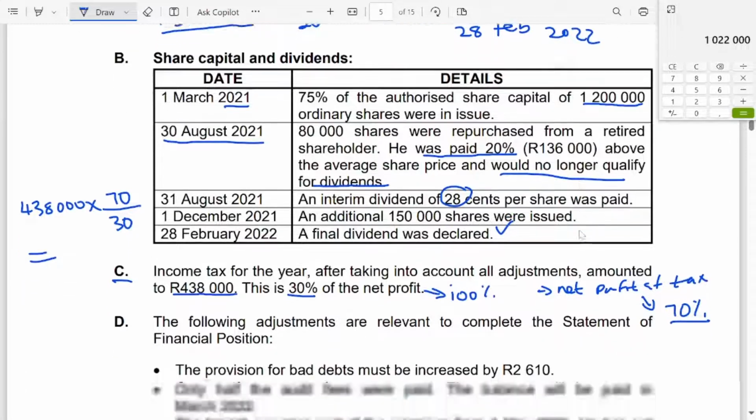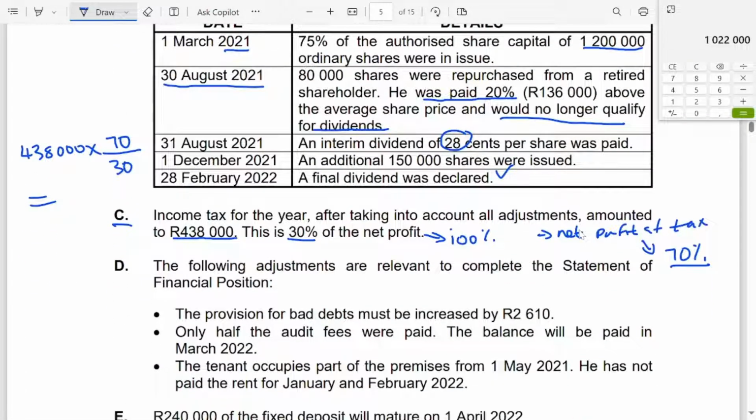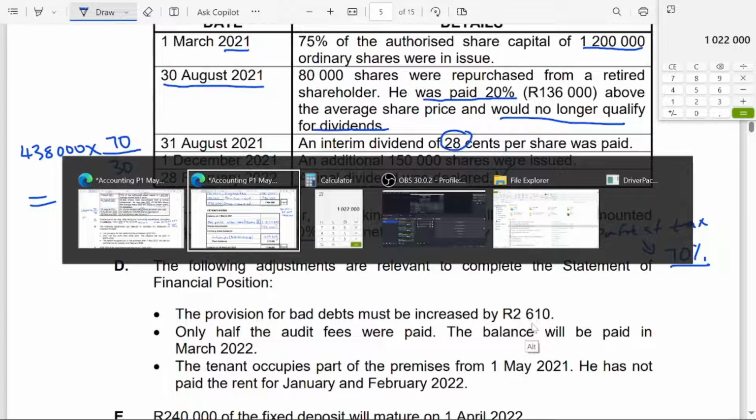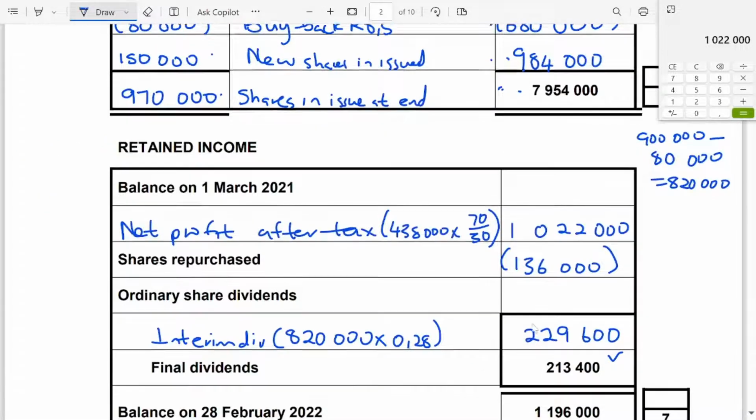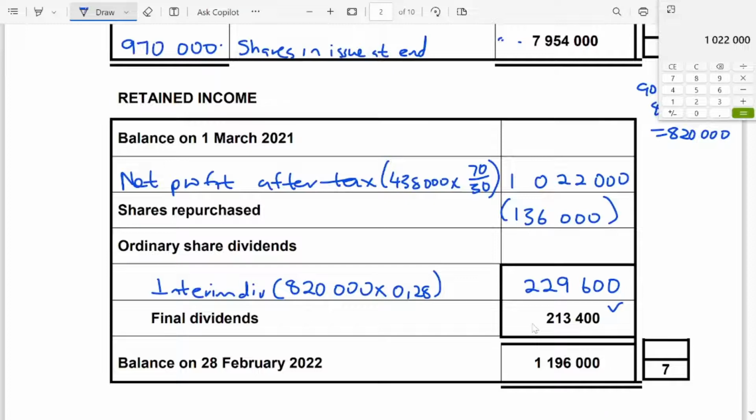So I think we are done with the retained income. Let's just go and totalize it. So the ordinary share dividends, let's add them together. Interim 229,600 plus 213,400. So there is going to be 443,000. Remember, we must put the ordinary share dividends in brackets to show that we are separating them.